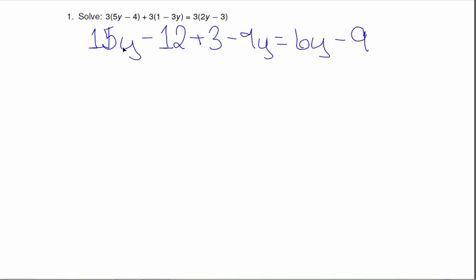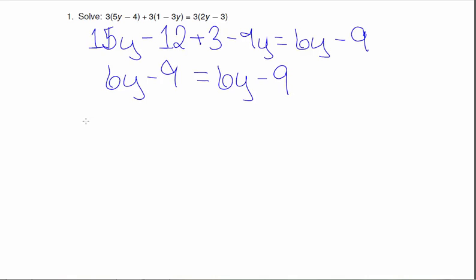The next step is to combine like terms. 15y minus 9y is 6y. Negative 12 plus 3 is negative 9. Equal to 6y minus 9.